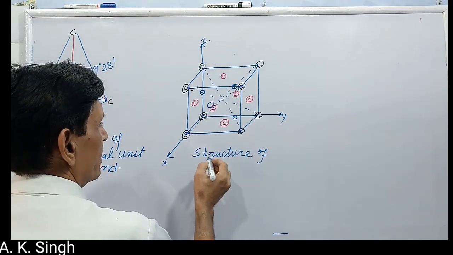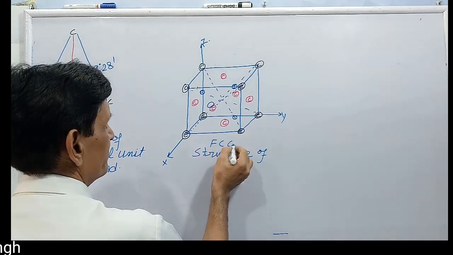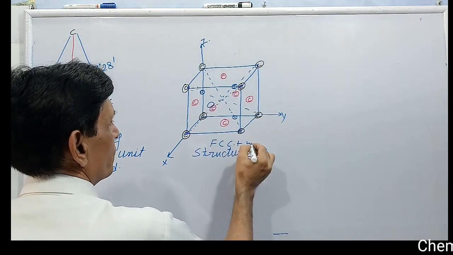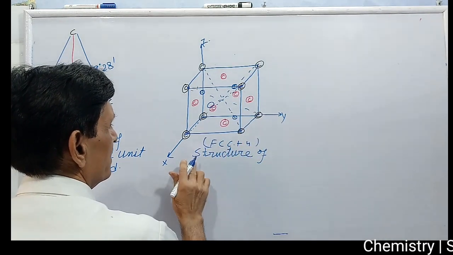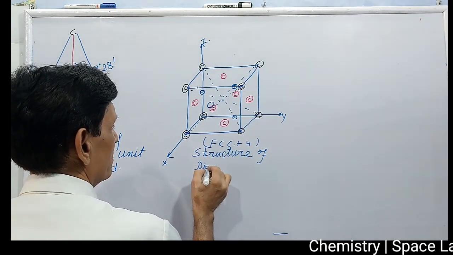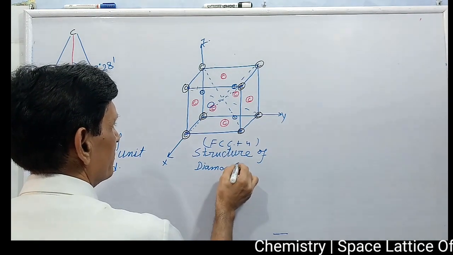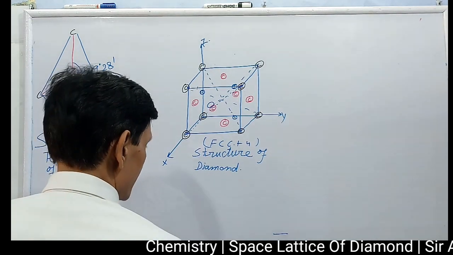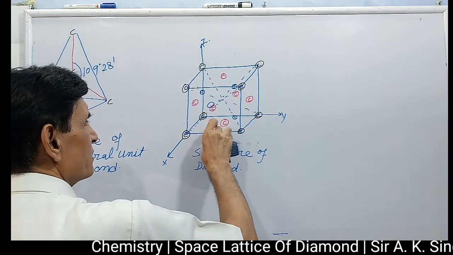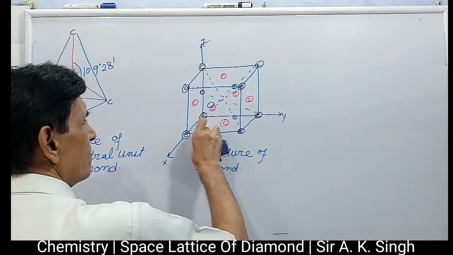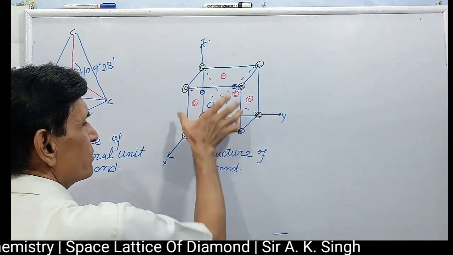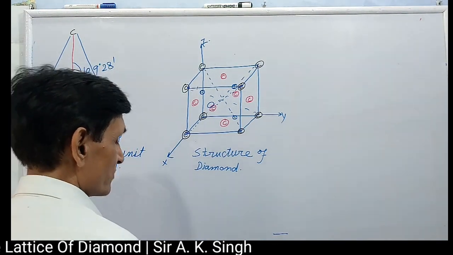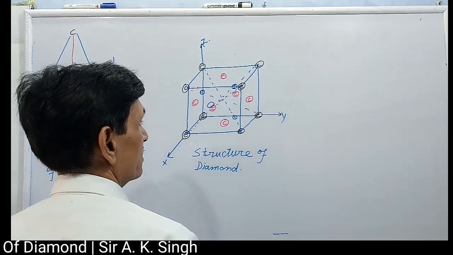You can say the structure is FCC structure plus four extra atoms. Structure of diamond. Now next, or directly you can write structure of diamond here. Structure of crystal, structure of the diamond, 3D structure. Now next, let us see the giant molecule of the diamond crystal.